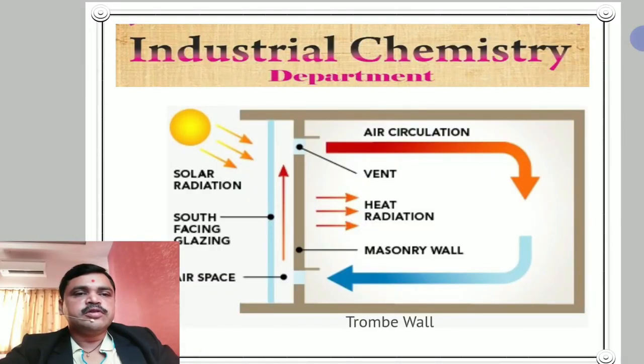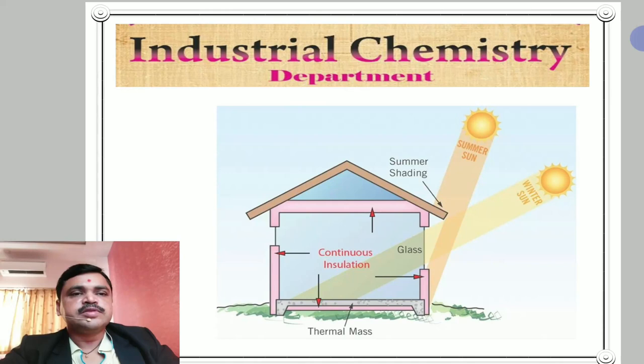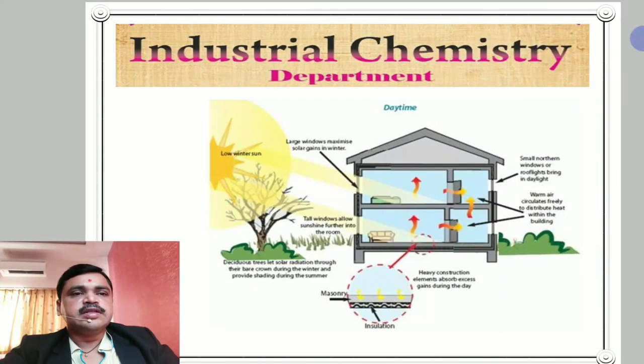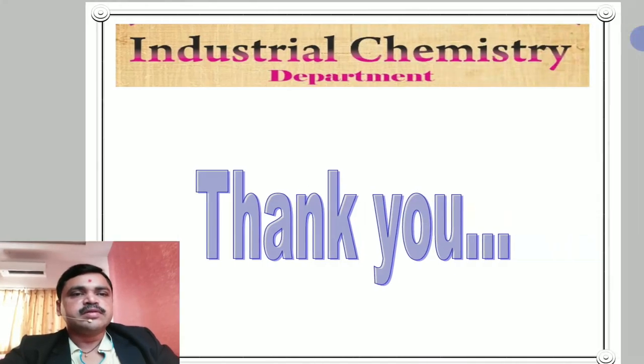This figure is also described from a wall. This type of vents and air circulation is described here. This is also one of the passive methods, or Trombe wall. In both situations, summer and winter, the sun is this type in both seasons. This is a multi-purpose passive method for more than one floor. Thank you.